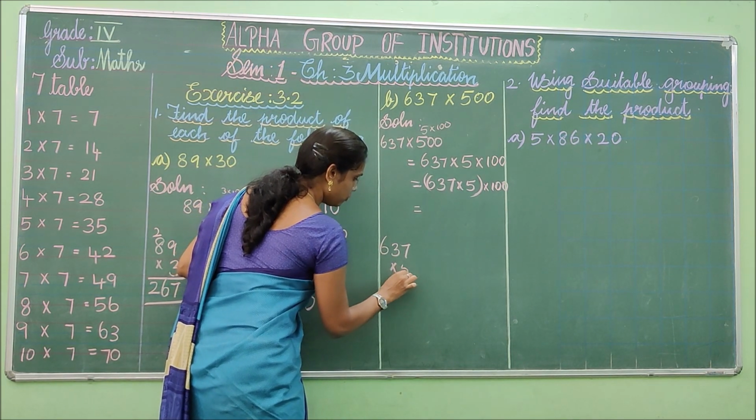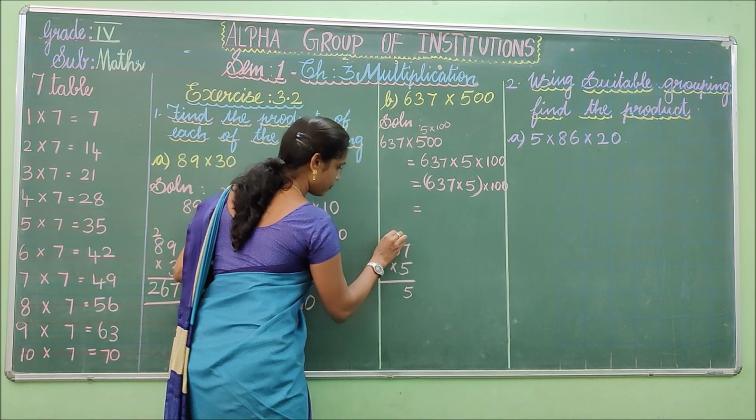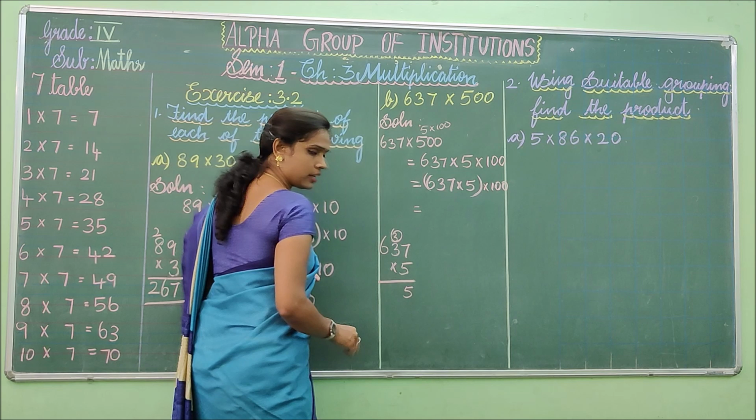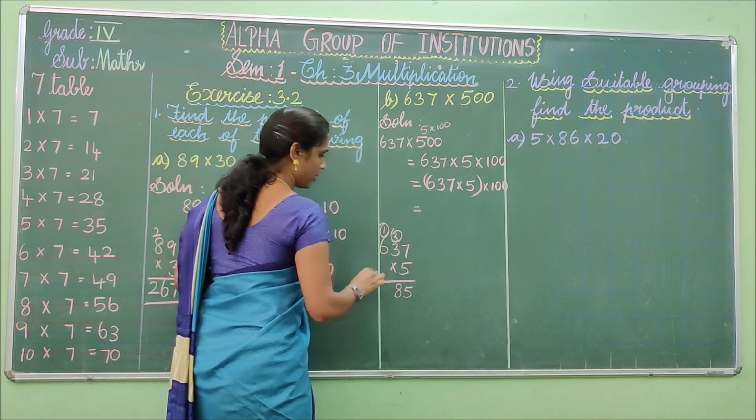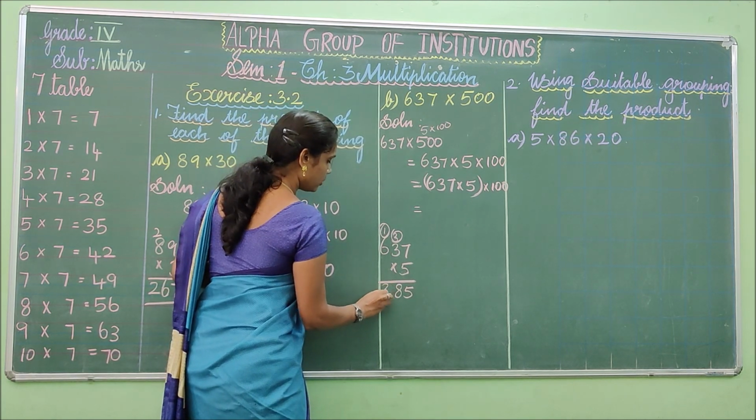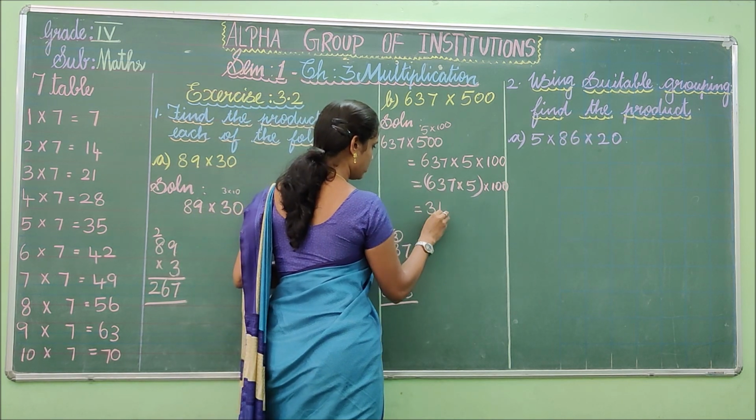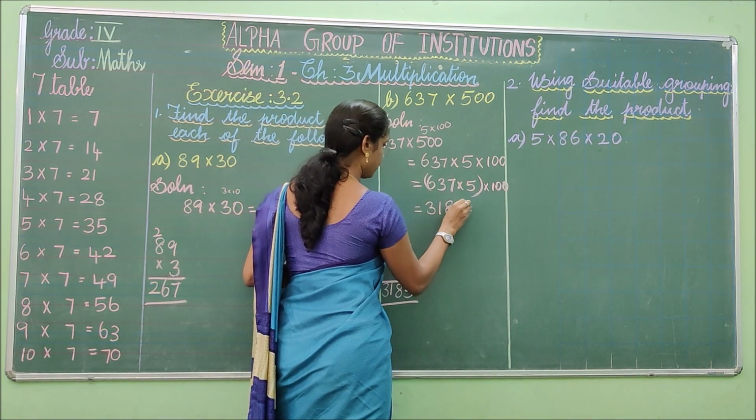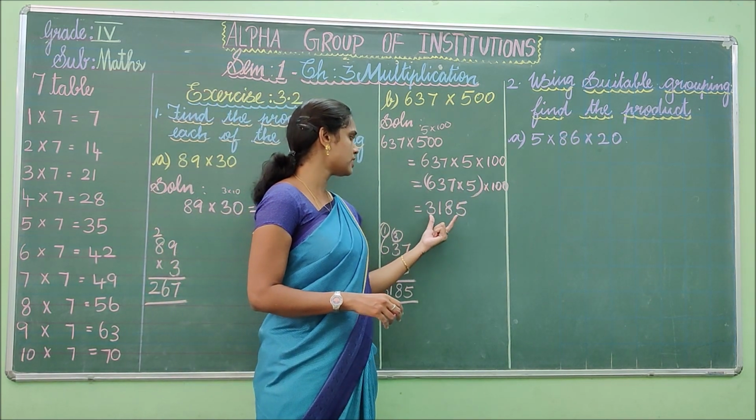637 into 5. 5 sevens are 35. 5 and 3 carry over. 3 fives are 15. 15 plus 3 is 18. 8 and 1 carry over. 6 fives are 30. 30 plus 1 is 31. So here we got 3185. So 637 into 5 is 3185.